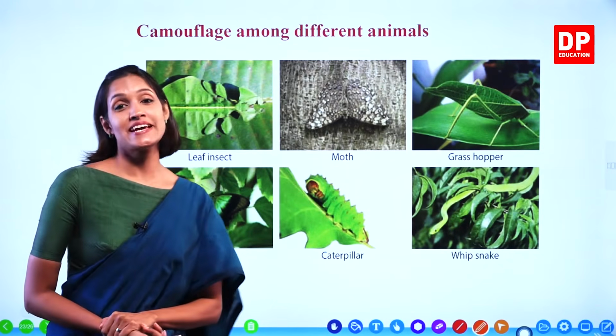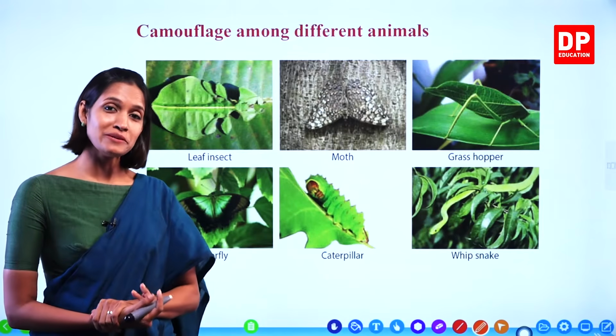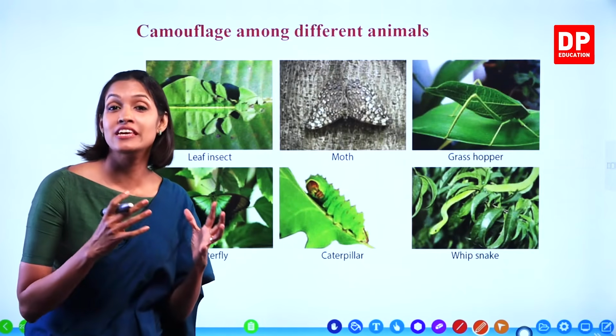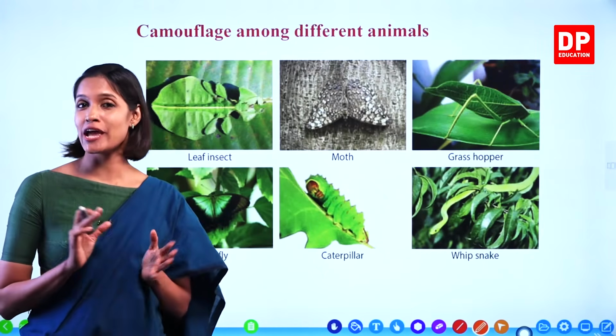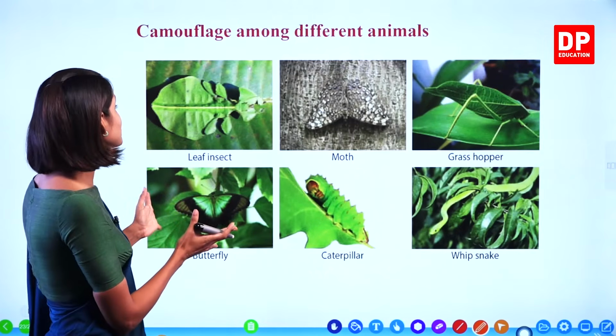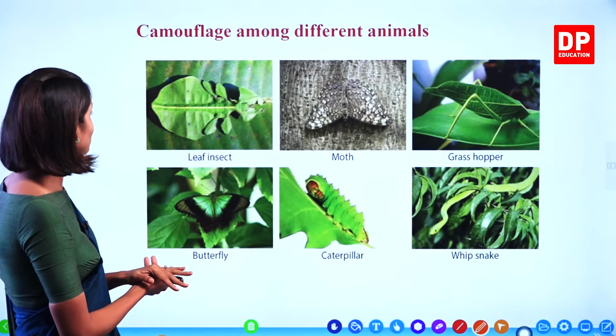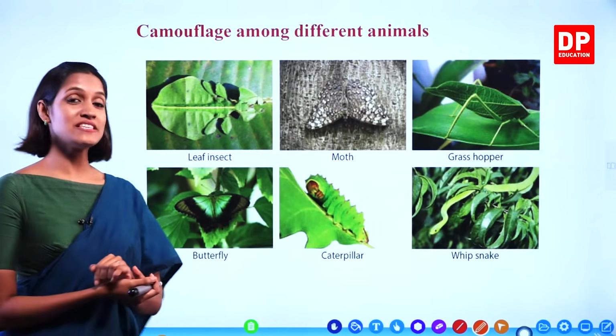Camouflage among different animals. Now I told you some animals can nicely blend with the environment, in color and sometimes in shape, right? And that is known as camouflage. Look at these examples, children. Now look at the first one, leaf insect.